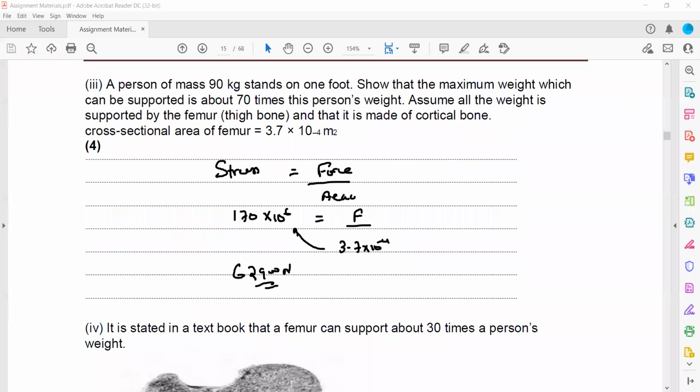So weight is equal to mass multiplied by gravity. The mass of the person is 90 and the gravity is 9.8. When we multiply them, it will be 833 Newton.